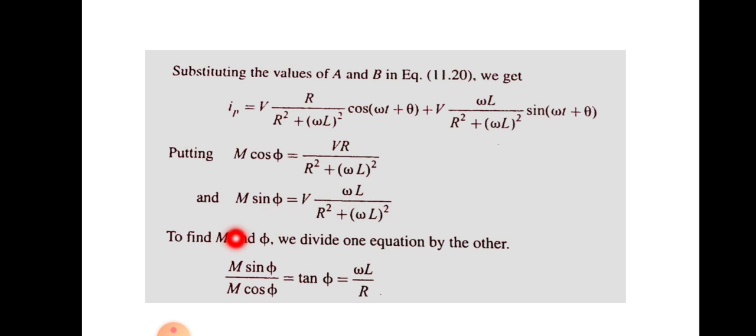Here, to find the M and phi values, we can simply make a division, that is M sin phi by M cos phi, equal to tan phi. When we divide these two quantities, we will get L omega by R. So tan phi is equal to L omega by R. So we can write phi equal to tan inverse of L omega by R. You should remember that equation, that is phi equal to tan inverse L omega by R.